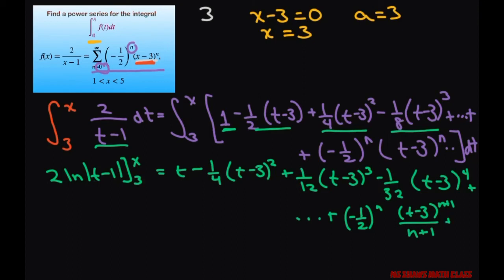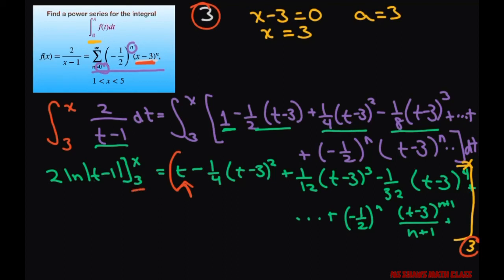Now, we're evaluating this from 3 to x. Notice on this second side, when you substitute in the 3, all of this is going to be 0 except for this first term. That's why it's centered around 3. I just want to point that out. So when I substitute in my 3, that's going to be 0. Because I have to do that, we're going to do it on the next slide. So on the next slide, what we're going to do is evaluate this.